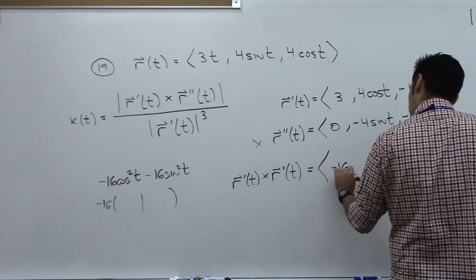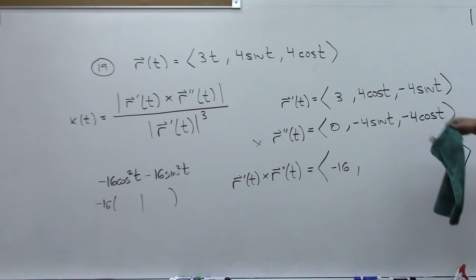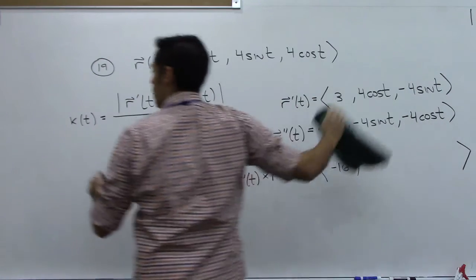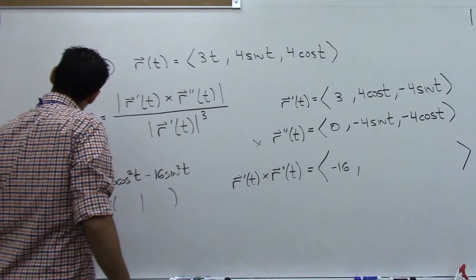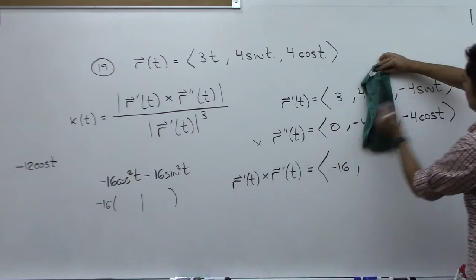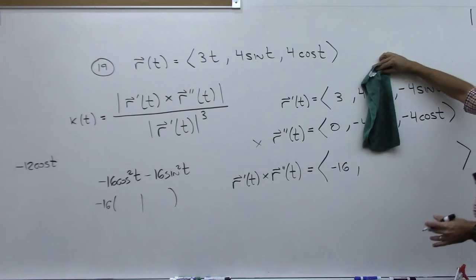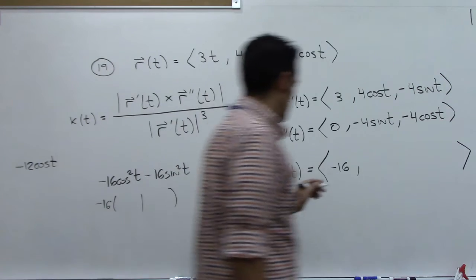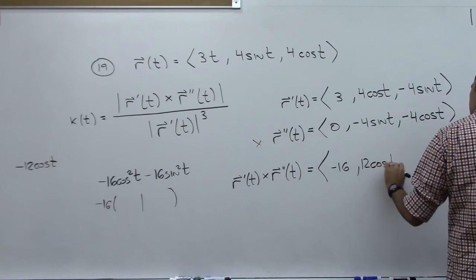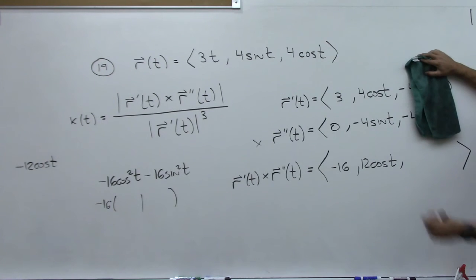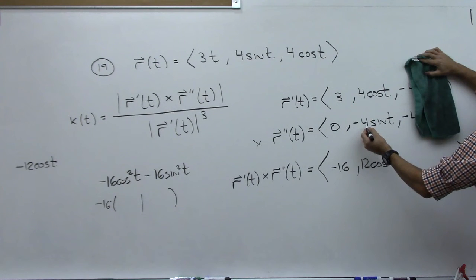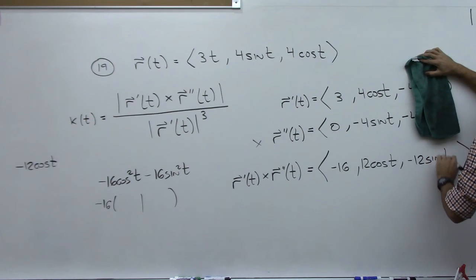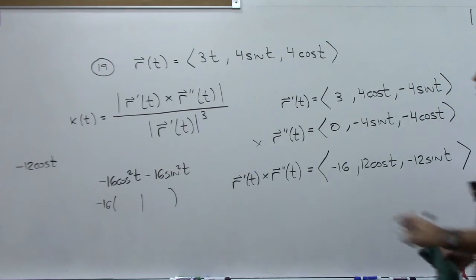Then I cover up the j and do this again. This times this is negative 12 cosine t. 0 times that is gone. So I get negative 12 cosine t, but since it's the j, I need to change the sign, so it's positive 12 cosine t. Then I cover this up, and this times this is negative 12 sine t. This times this is 0, so it doesn't matter. So negative 12 sine t. Okay, so there's your cross product. Now I need its magnitude.